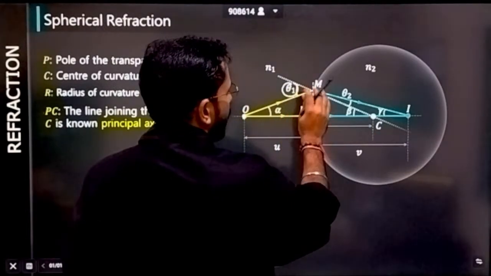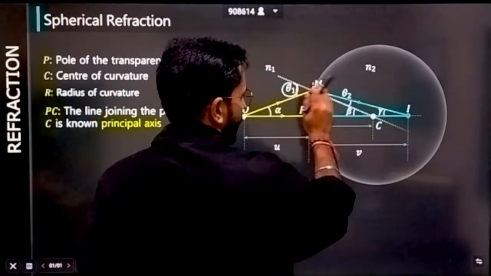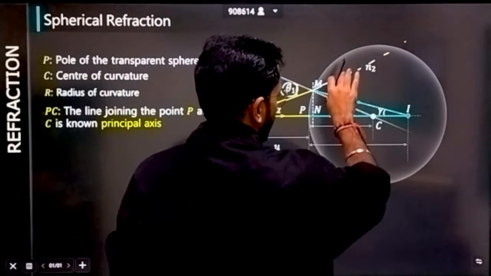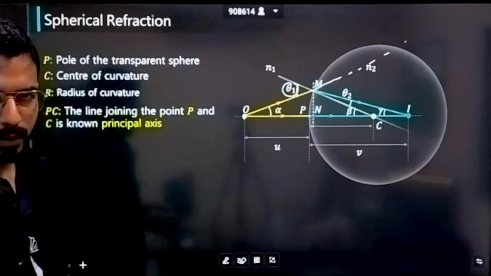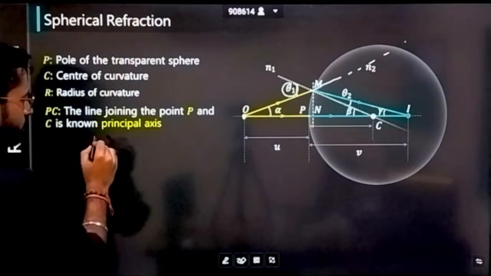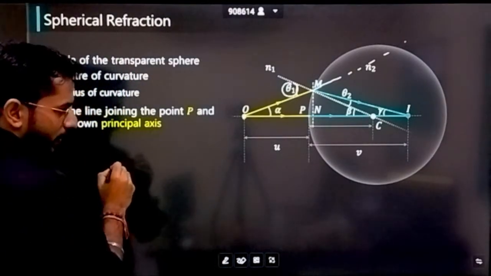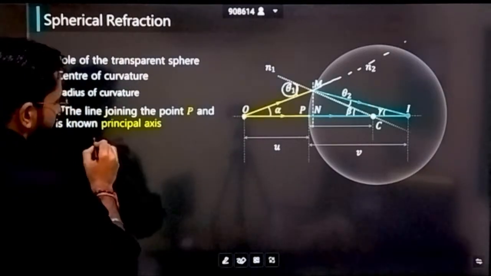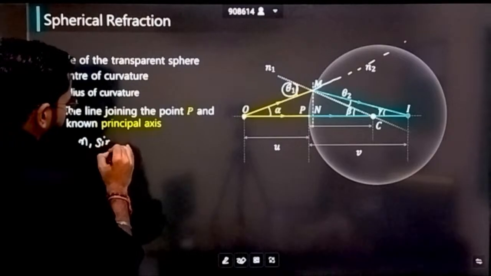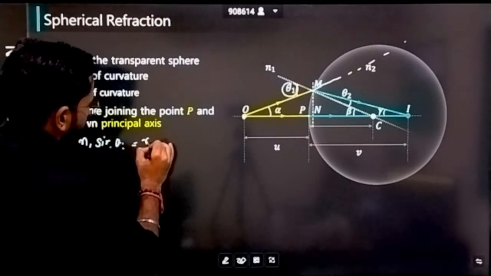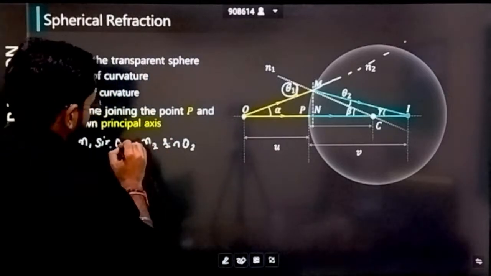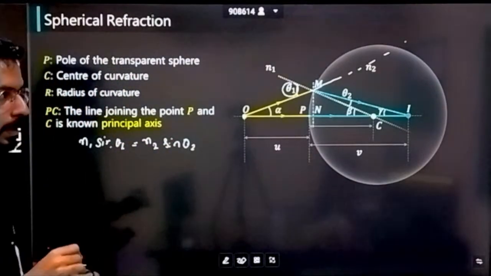This angle, let's suppose theta. Some reflection will be happening, some bending will be happening, going from rarer to denser. That means this should be the original ray, but it will bend towards the normal. If there is refraction at the normal, can I say Snell's law is valid? Correct. What I will write for Snell's law is n1 sine theta 1 equals n2 sine theta 2. Exactly. This is what I am going to write.